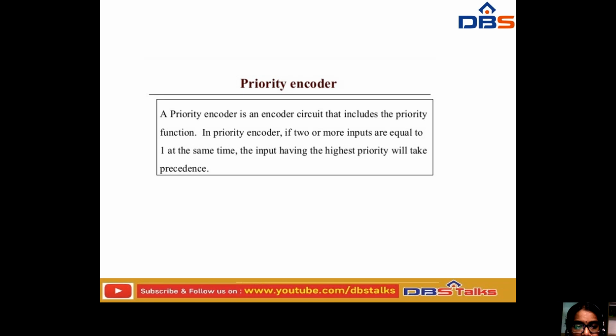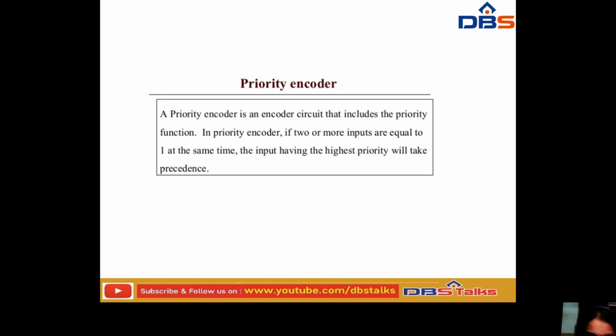So the priority encoder is an encoder. Okay, it is an encoder circuit. It is going to encode the data. For encoding purpose itself it is designed. So it is an encoder circuit which includes the priority function. So it is going to give the priority first. Based upon the priority we are going to perform the calculations there.